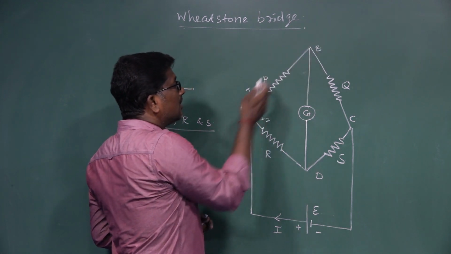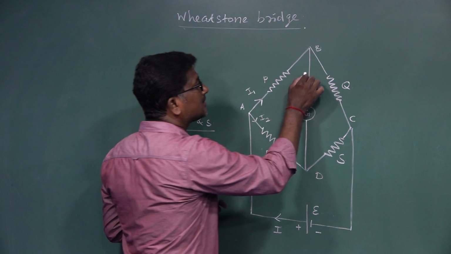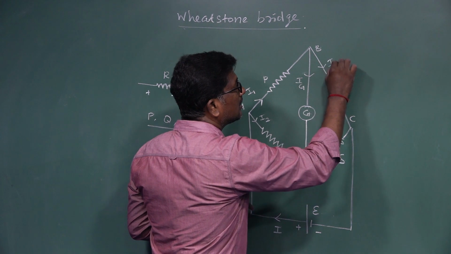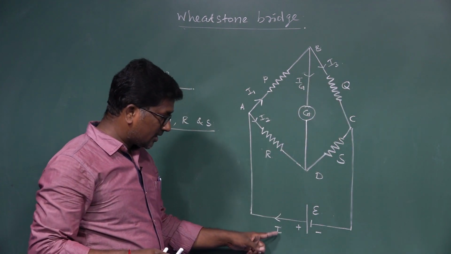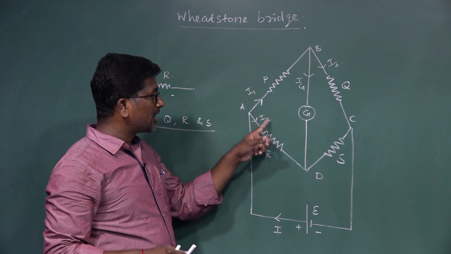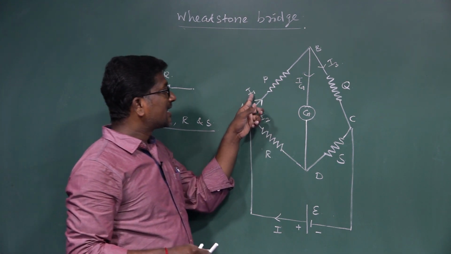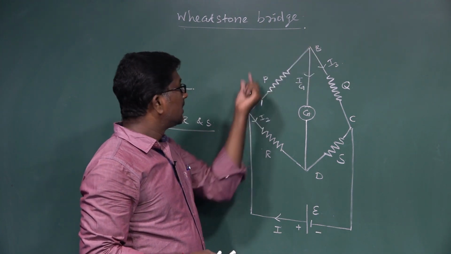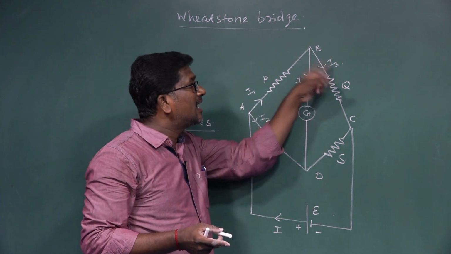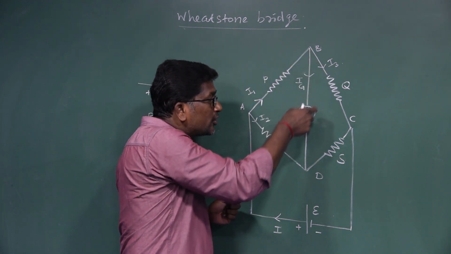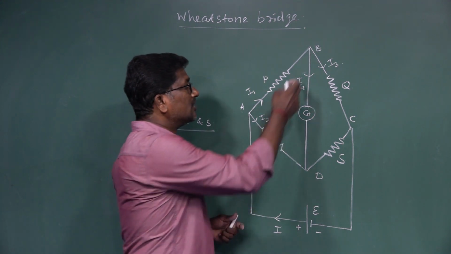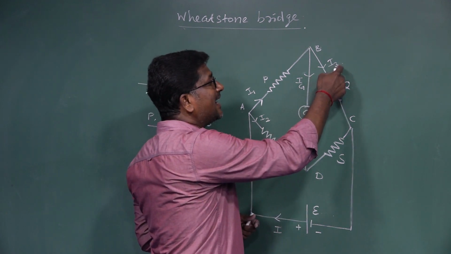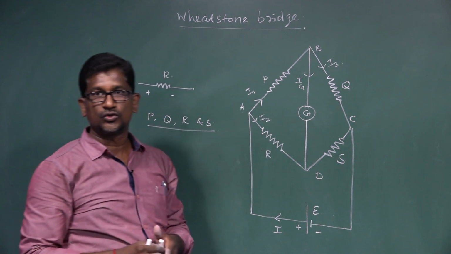At point B, the current I1 is divided as IG and I3. The total current from the cell I is divided as I1 and I2 at the junction A, and the current I1 flows through the resistance P and enters the point B. At point B, I1 is divided as IG and I3. Here IG is the current flowing through the galvanometer of resistance capital G, and the current I3 flows through the resistance Q.